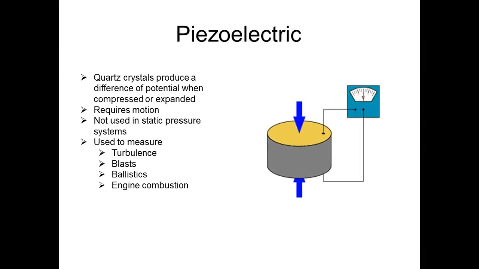Used to measure turbulence, used to measure blast, used to measure ballistic, and used to measure engine combustion. But we don't use these guys to measure pressure, we use them to measure change in pressure, right? You don't understand that?